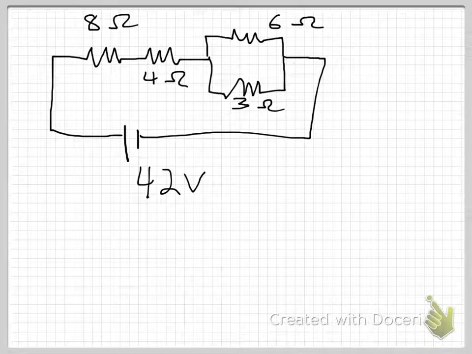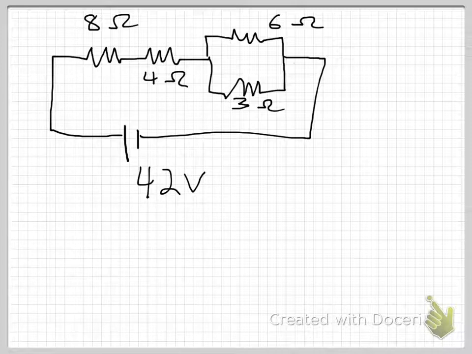Okay, so in front of us we have a resistor circuit. We have an EMF of 42 volts, and that is connected to a circuit involving an 8 ohm resistor and a 4 ohm resistor set up in series, as you see here, and that in turn is in series with a parallel loop involving a 6 ohm resistor and a 3 ohm resistor.